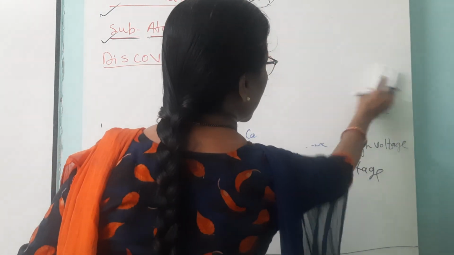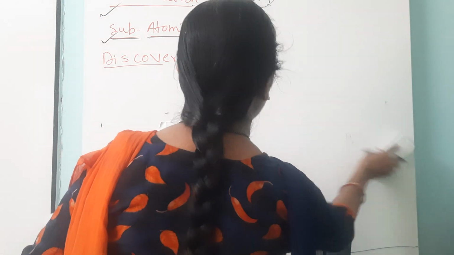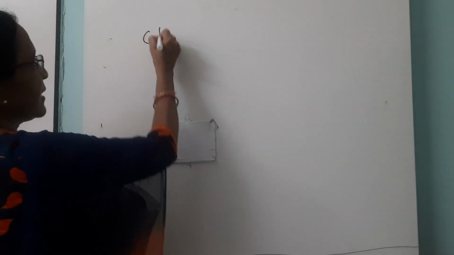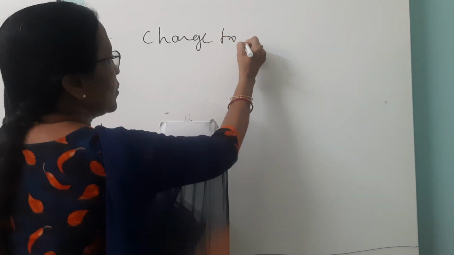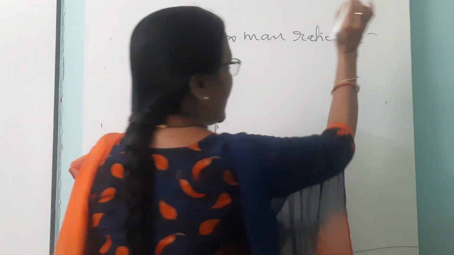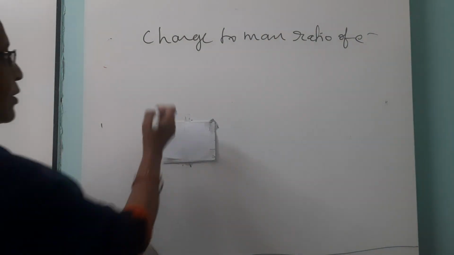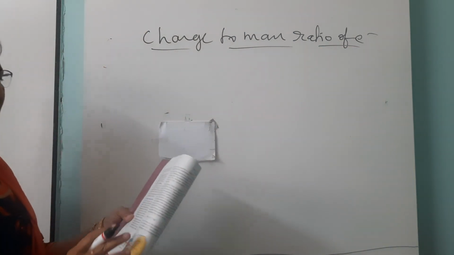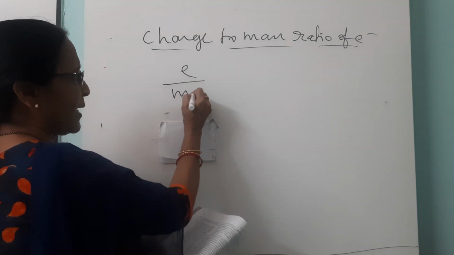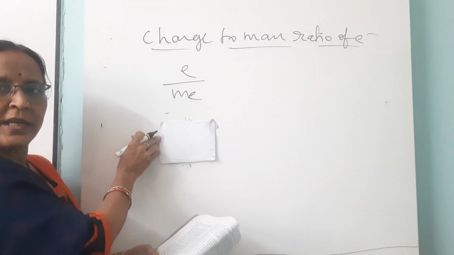What is the relation between the mass of the electron and the charge on the electron? This is known as the charge to mass ratio of the electron. Now here I will write the charge to mass ratio of the electron. Students, there is too much written here, but we just have to remember what the charge to mass ratio of the electron is. For us this much is important.